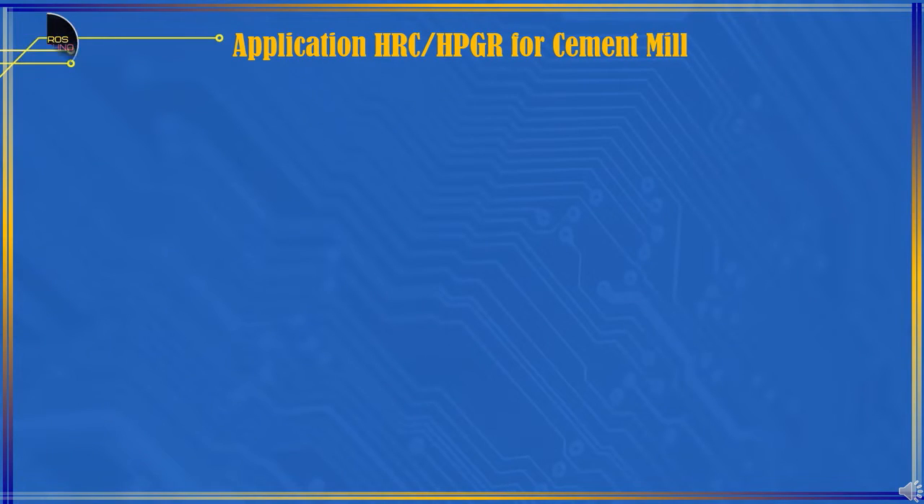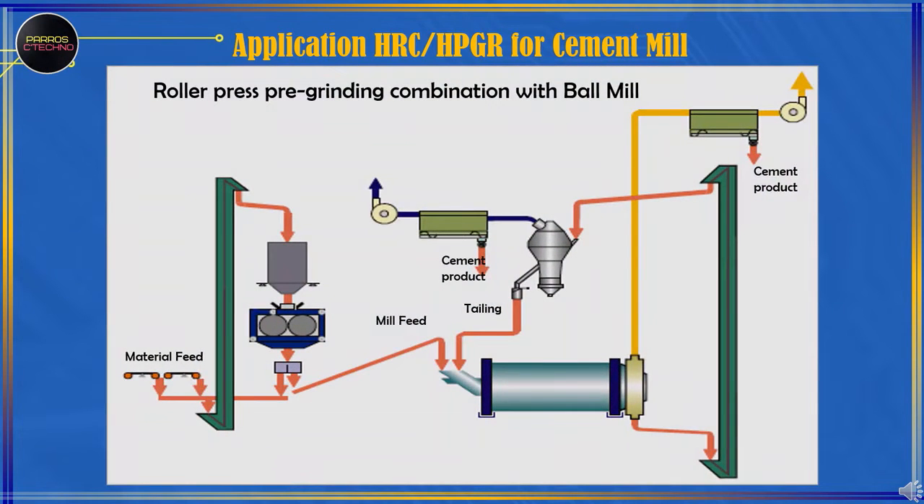Application of hydraulic roller crusher or high-pressure grinding roller for cement plant. Roller press pre-grinding in combination with ball mill. The feed material is fed into the hopper through the bucket elevator. Then, the material is fed into a roller press, which is adjusted using a proportioning damper. The coarse material from the roller press returns to the roller press, and the fine material is fed into the ball mill for a finer grind.